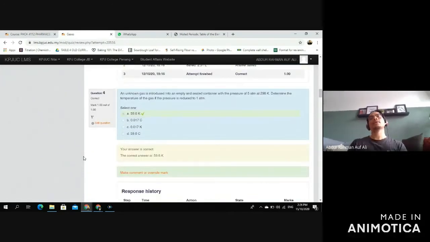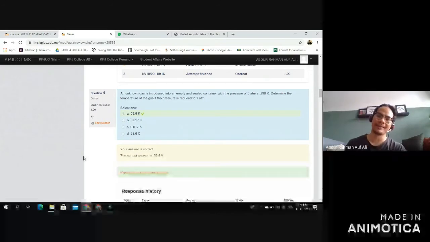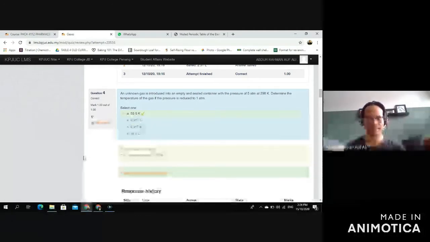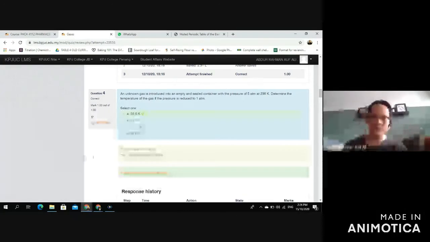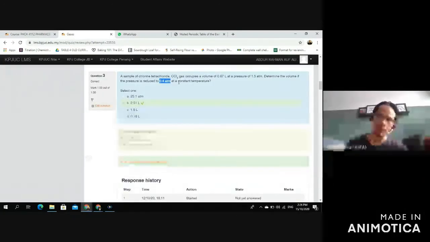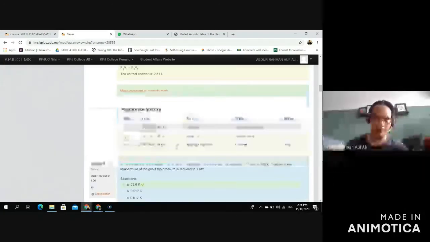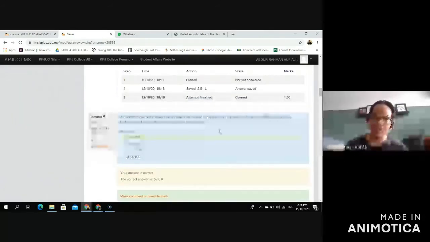Next question. An unknown gas is introduced into an empty and sealed container with a pressure of 5 atm at 298 Kelvin. Determine the temperature of the gas if the pressure is reduced to 1 atm. So here it is different from before. In question number 3, I told you what is constant. But in this question, I didn't say what is constant. There is a way for you to determine what is constant. Look at what changes.